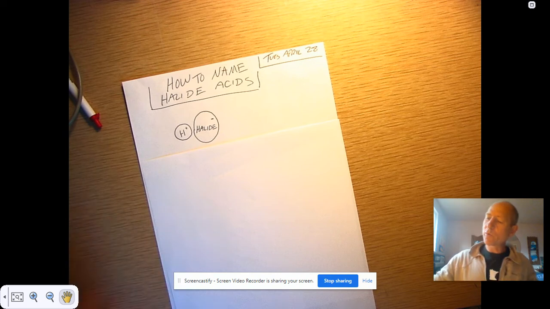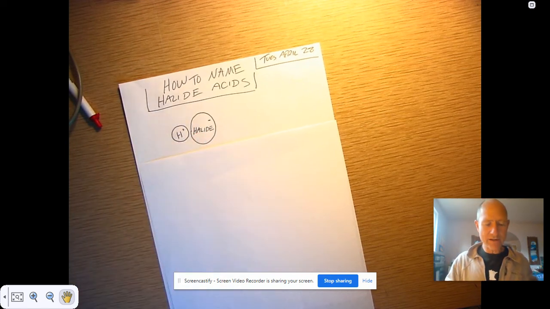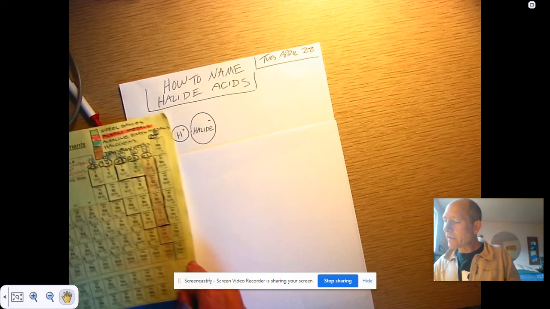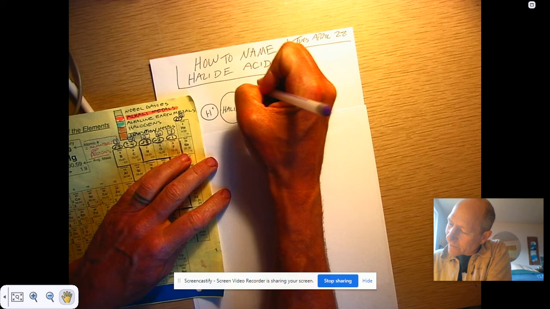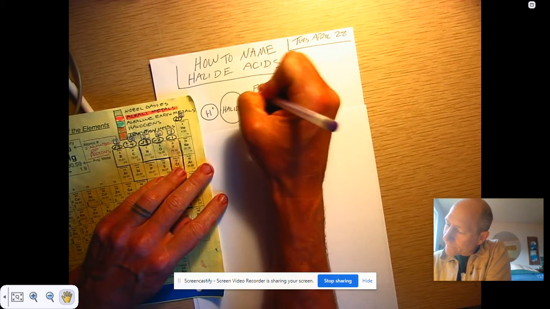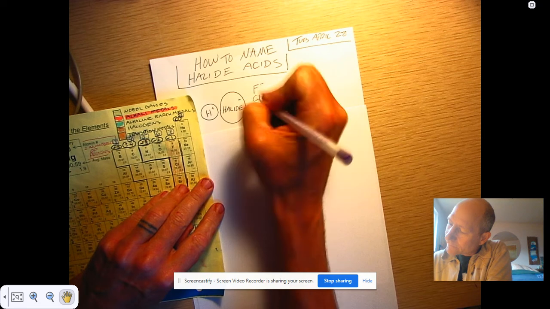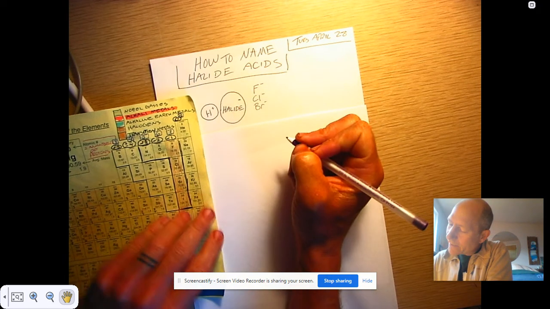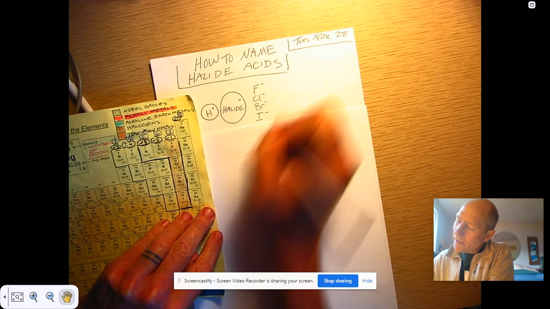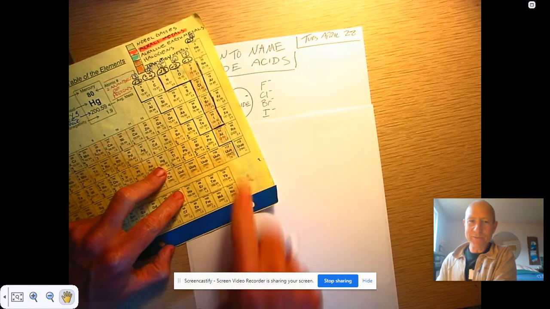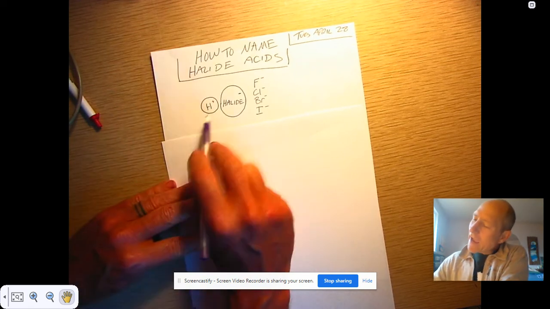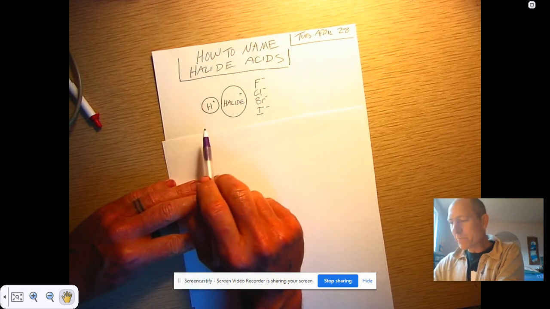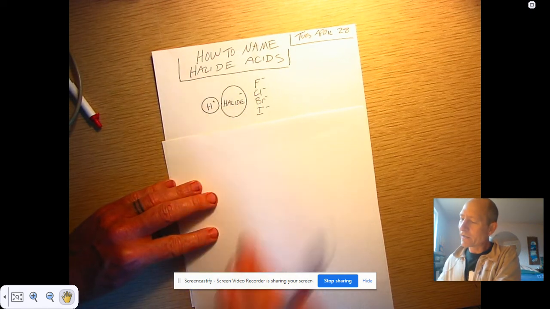So here we are with our hydrogen ion and our halide ion. And the halides are, let me consult my periodic table here, fluoride, chloride, bromide, iodide. I don't know, maybe these ones down here, but I don't even know what those are, so I'm not going to worry about it. So, anywho, how do we name these suckers? How do we name the acid of fluoride?